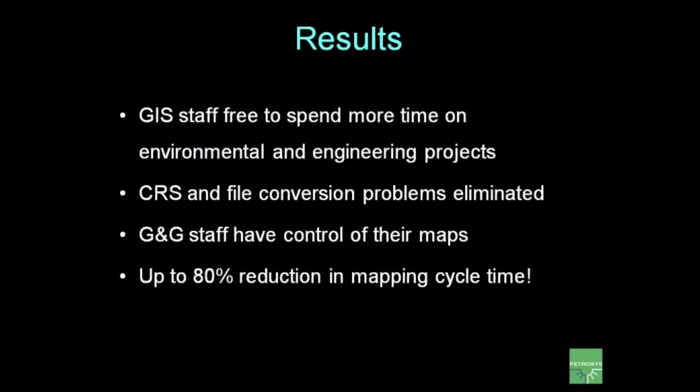So just to summarise here, GIS staff were now free to spend more time on environmental and engineering projects. As we saw before, the GIS staff were bogged down doing ASCII file transfers and data reformatting, but now they can connect directly to their data stores. This is no longer a problem for them. All the CRS of their data is handled automatically, removing their previous fears regarding the CRS integrity of their final maps. G&G staff now have more control over maps which they were previously detached from, and all of this leads to substantial time saving from a data management point of view.